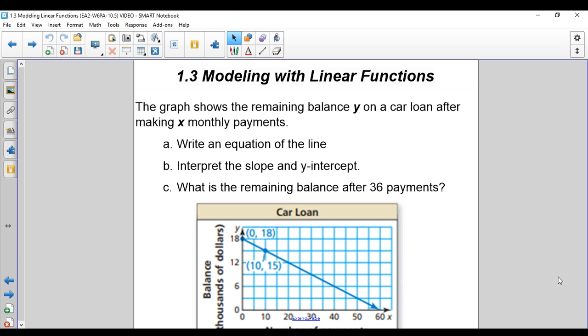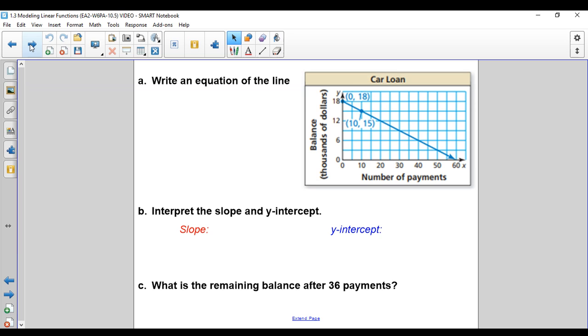So this one says the graph shows the remaining balance Y on a car loan after making X monthly payments. I'm going to be asking you to write the equation of the line. I'm going to be asking you to interpret the slope and the y-intercept. And then finally, I'm asking what is the remaining balance after 36 payments. So we have 3 questions that are being asked within that graph. We have to use that graph to find our information.